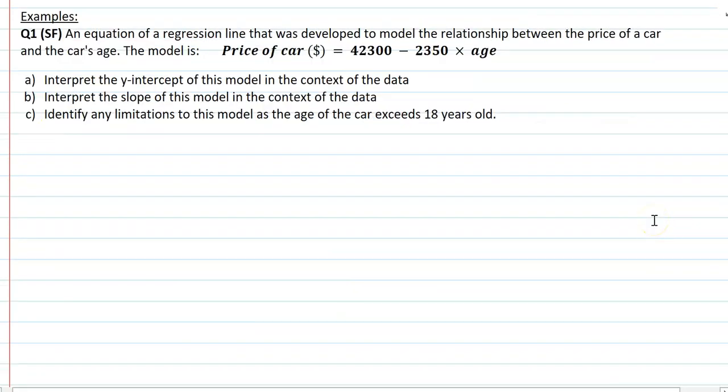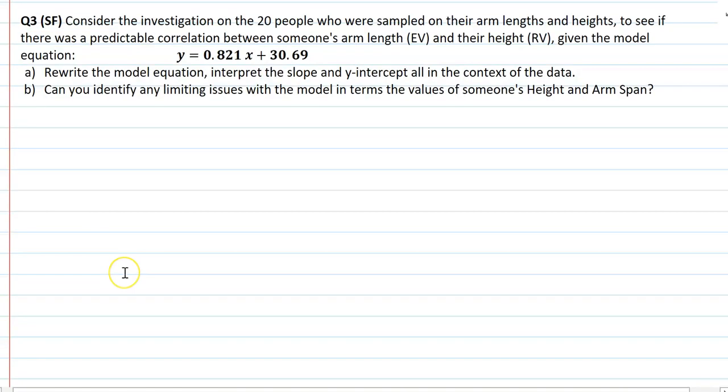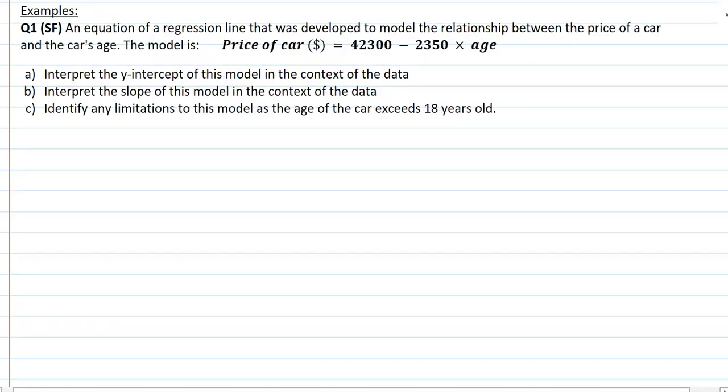Okay, let's have a go at analysing the meaning of some slopes and y-intercepts, given some example questions. Now I've got 3 example questions to try. Each one I've worded in a simple familiar type language to help us get used to this idea of interpreting slope and y-intercept. Starting with question 1, we've got an equation of a regression line that was developed to model the relationship between the price of a car and the car's age.